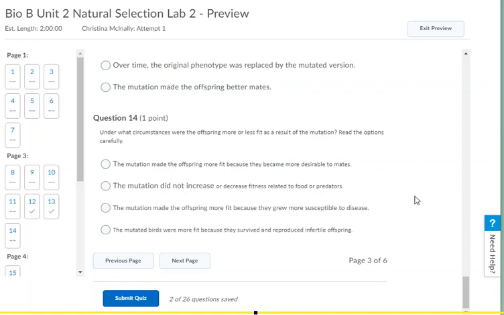So what caused the offspring to be more or less fit? The mutation made the offspring more fit because they became more desirable to mates. Is that a true statement? No. Offspring are more fit because they are more desirable to mates. Are we talking about mates here? I'm on 14. Are we talking about mates? Yeah. All I want you to do is look at this statement and tell me if it would be true or false. Mutation made the offspring more fit because they became more desirable to mates. Is that true or false?